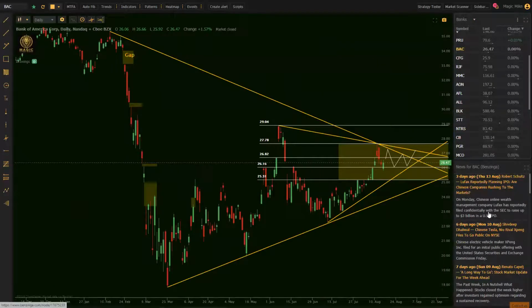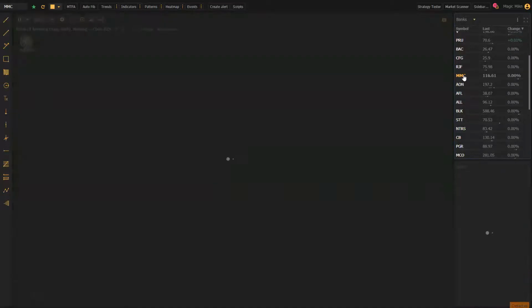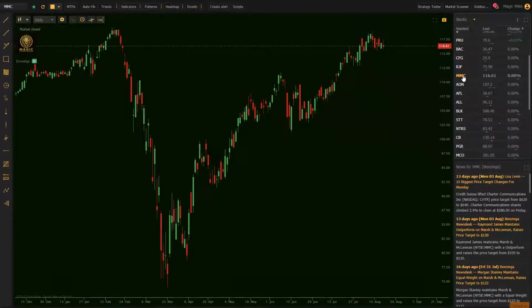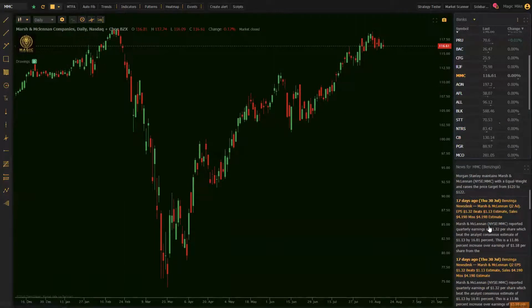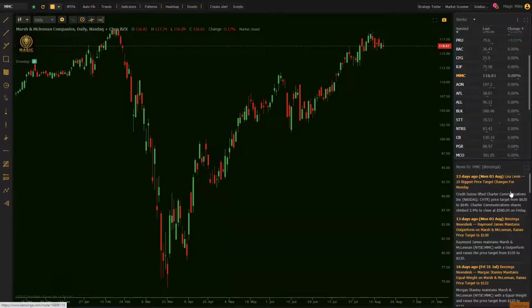It's going to pull up news for Bank of America. It's going to pull news for MMC right here, Marsh and McLennan Company. So it's got news anytime news gets hit for this. This is all from Benzinga Pro. This is a really great news source for a lot of news channels that want to come through on Benzinga. It gets displayed on your TrendSpider. It's pretty cool.